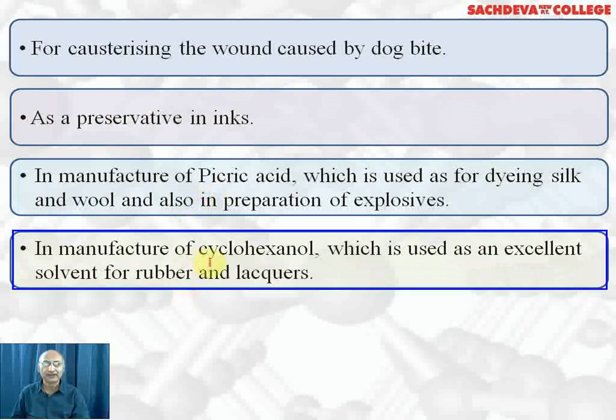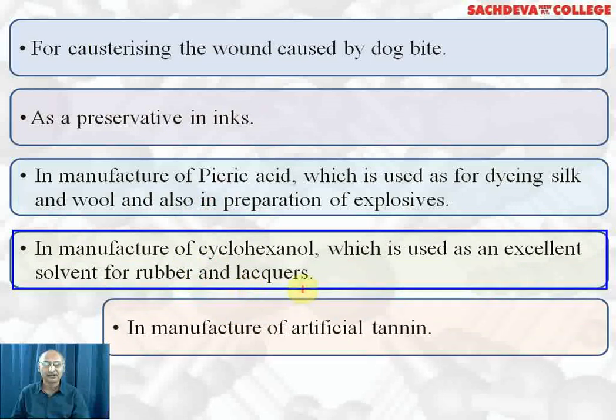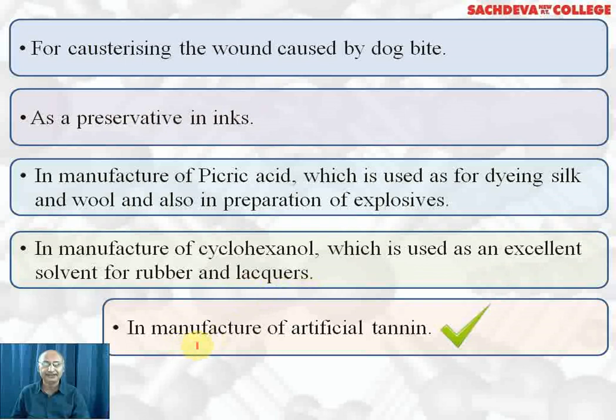It is used in manufacture of cyclohexanol, which is an excellent solvent for rubber and lacquers. Lacquers are used in paints. It is used in manufacture of artificial tannin.